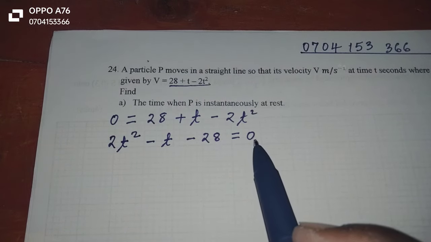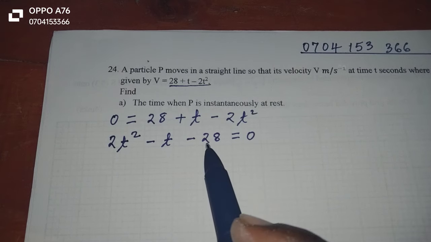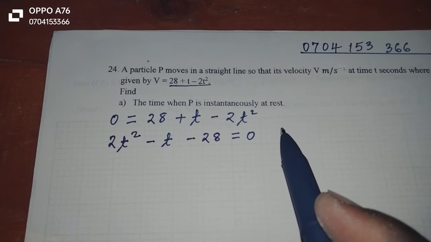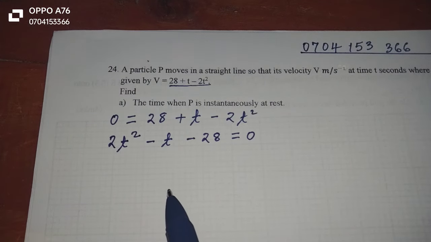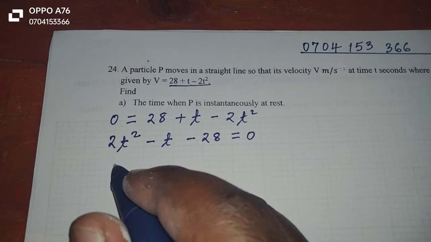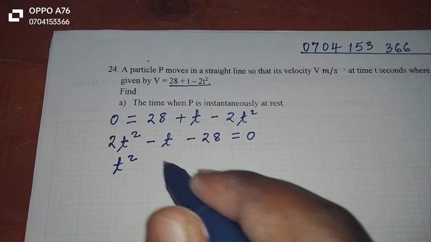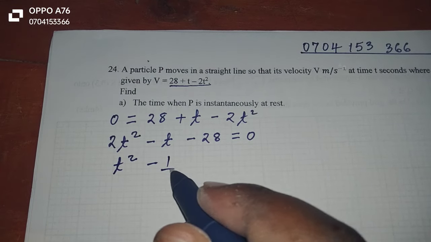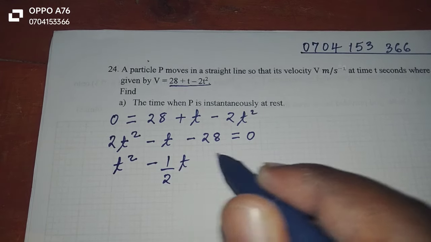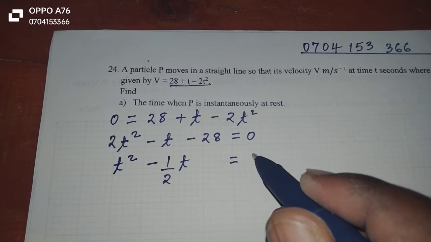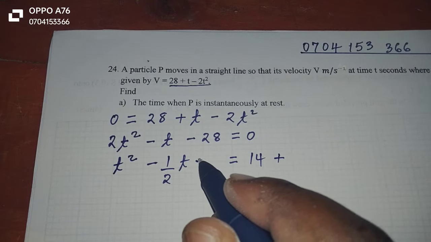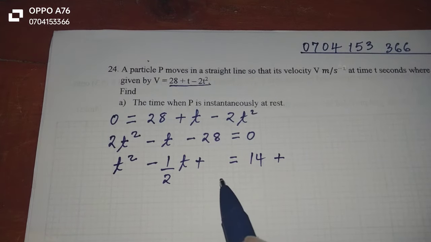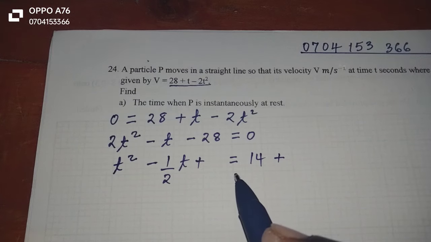The first thing is to ensure that the constant is taken to the right hand side, and again the coefficient of t squared is 2. Therefore, to remain with t squared with coefficient 1, we divide through by 2. So this will become 14. After dividing by 2, we shall add a constant to both sides of the equation so that the left hand side is made a perfect square.